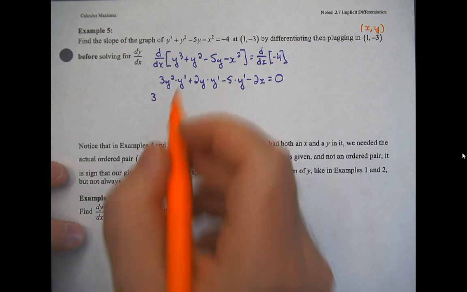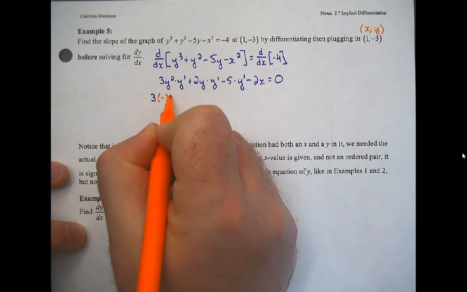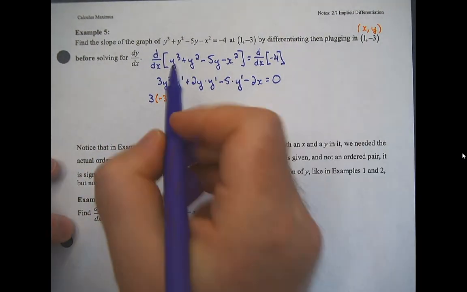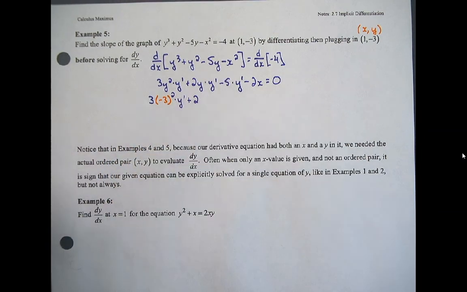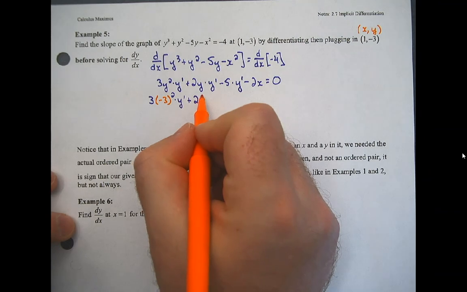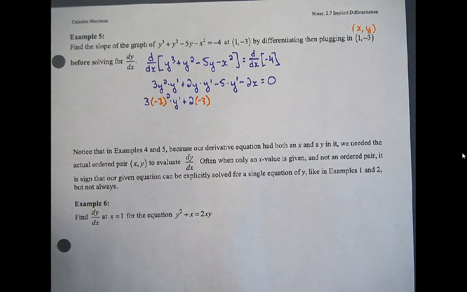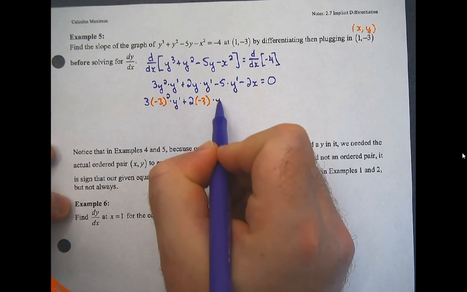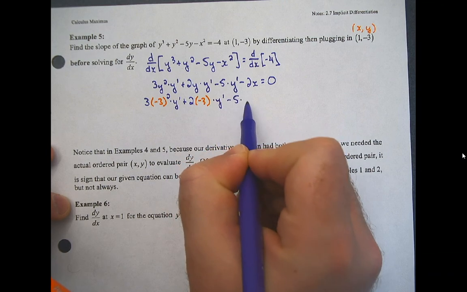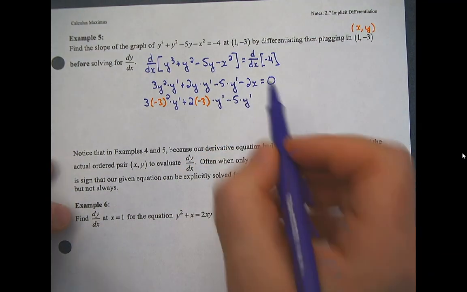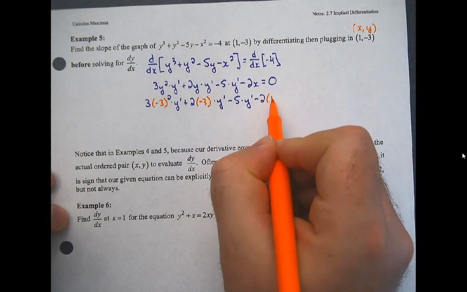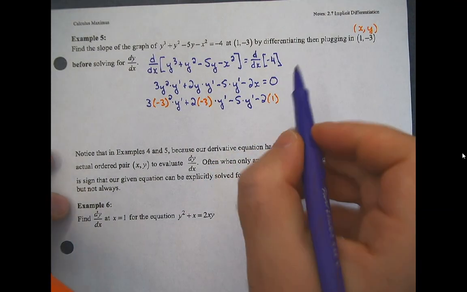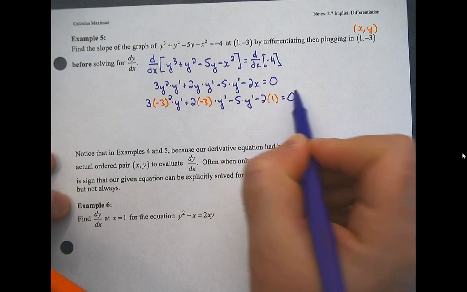I'm going to take out the y and replace it with -3 squared times y prime plus 2 times -3 times y prime minus 5 times y prime minus 2 times 1 equals 0.